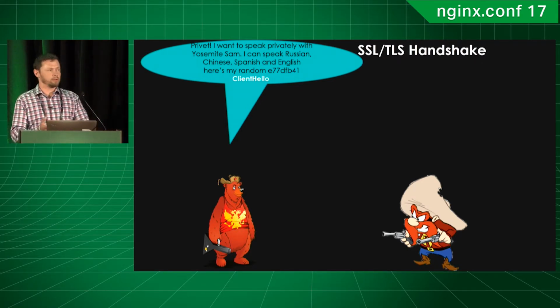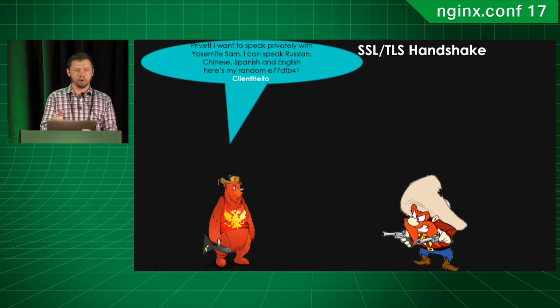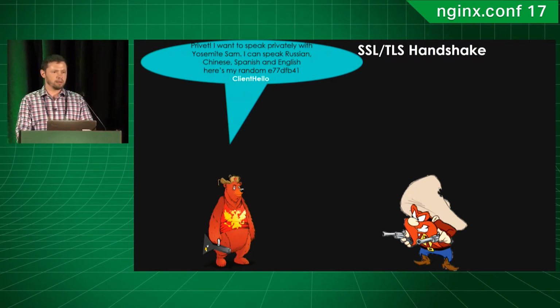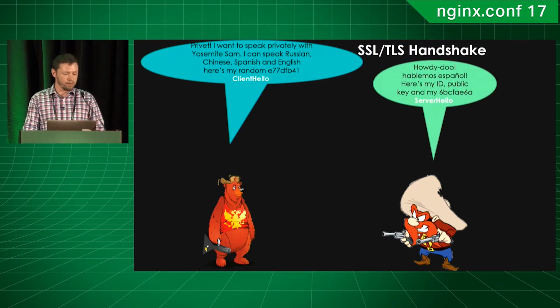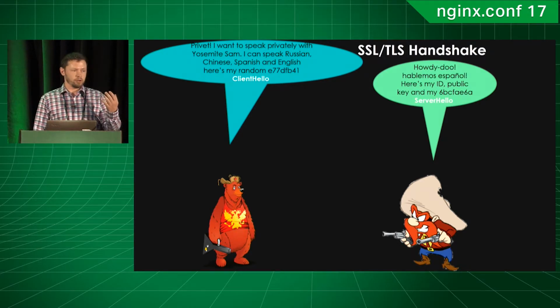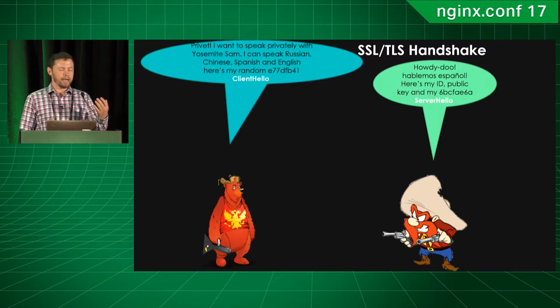And the client also generates a small random number and sends this information as a client hello package to the server. Server gets this package and verifies that this is actually a package that is intended to be delivered to this server. So we have the correct name of the server.